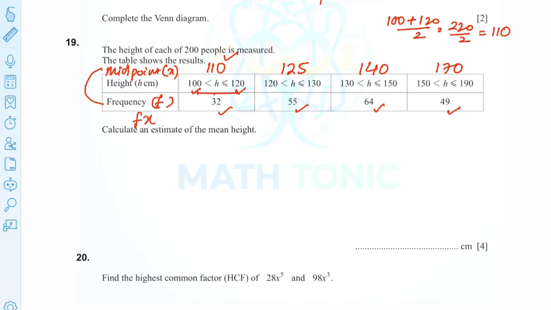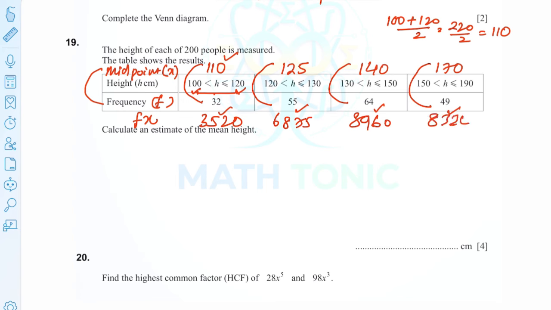Now the next thing is, please multiply these two values. That means make one more column, that is fx. So 110 times 32 is 3520. 125 times 55 is 6875. 140 times 64 is 8960. And 170 times 49 is 8330. Got it? Again I'm saying that in the exam paper for a non-calculator test you are not going to get these bigger numbers, you'll get smaller numbers.